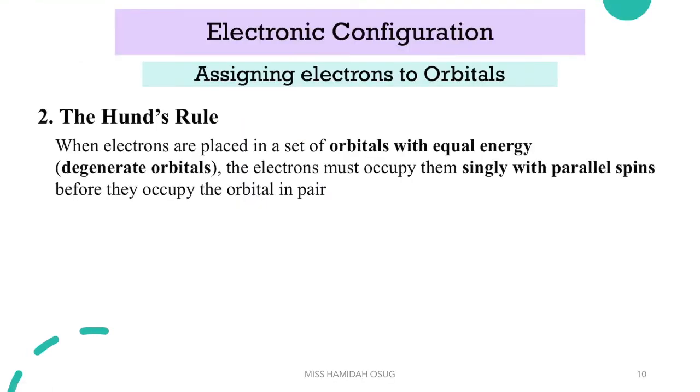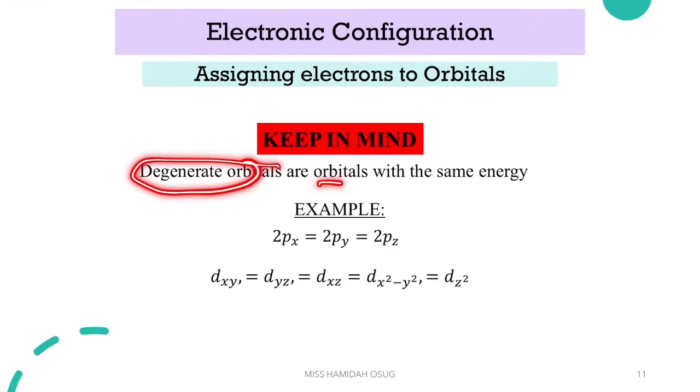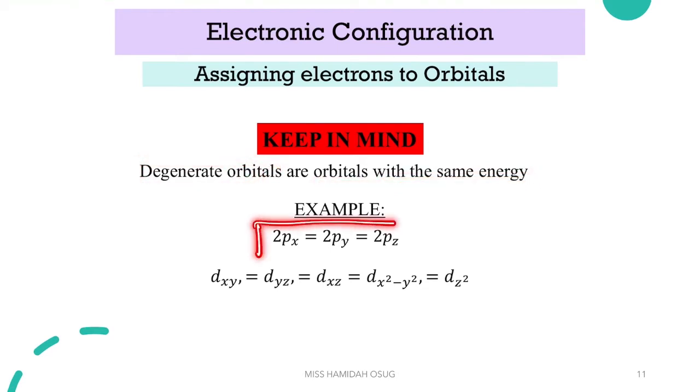Now let's take a look at the second rule, the Hund's rule. So Hund's rule said when electrons are placed in a set of orbitals with equal energy, degenerate orbitals, the electrons must occupy them singly with parallel spins before they occupy the orbital in pair. So apa maksud degenerate orbitals tu? So degenerate orbitals are orbitals with the same energy. So contohnya adalah orbital 2p dan juga orbital 3d.